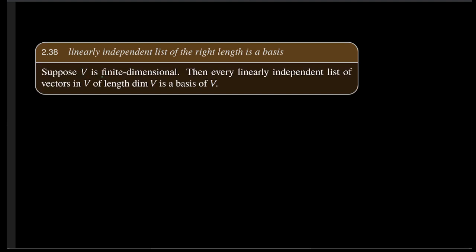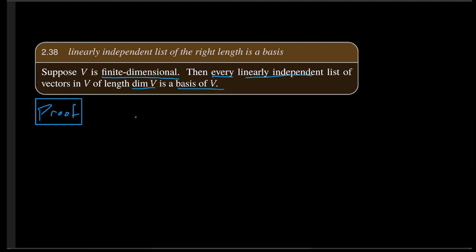That is a short way to say this one. So we're going to suppose that V is a finite dimensional vector space. And what we're going to say is that every linearly independent list of vectors in V of length dim V is a basis of V. So the idea is basically that it's not the case only that all bases have the same length. It is the case that any linearly independent list that is the length of a basis is automatically a spanning list. Does that make some sense?